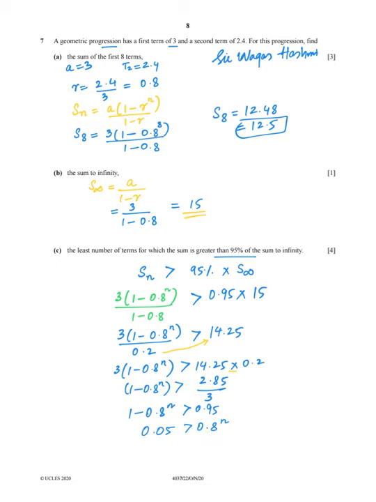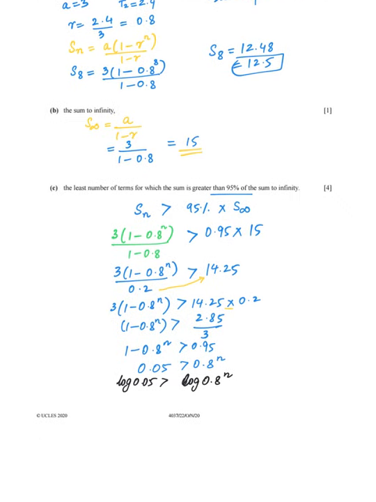Now I need to apply log on both sides. So that will be log of 0.05 and log of 0.8 to the power n. The benefit of applying log is that now I can extract n as the coefficient, so it will be n log 0.8 and log of 0.05. So we need to divide.